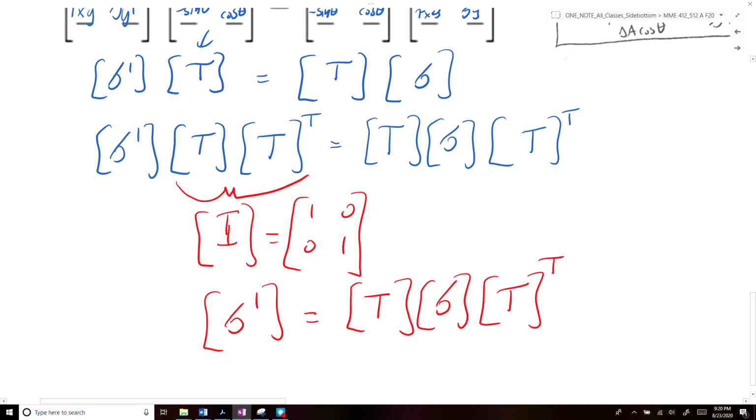All right. So that is our general equation that you can use to transform from one state of stress to any other state of stress. The only thing that you need to know is the original state of stress and what your transformation matrix is. So if you're given the transformation matrix and you're given a state of stress, you should be able to relate it to a new state of stress.